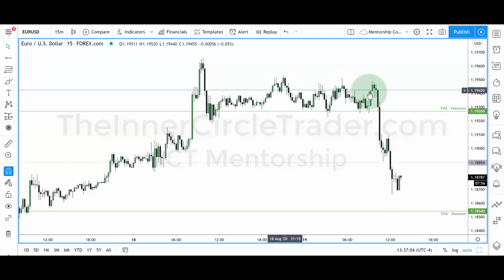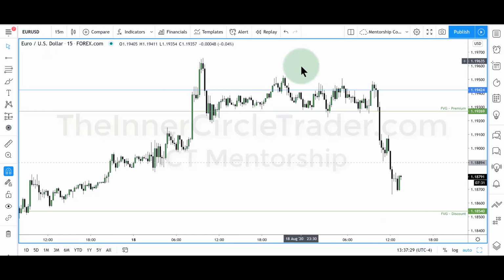Now, I don't like the fact that we've held on to this like this and then broke down. It would need to come back to a deeper discount than just a fair value gap discount level, which is old but not expired. They never really expire, but it would need to go a little bit deeper than that before I would expect a convincing run to get back above the buy side liquidity in here.